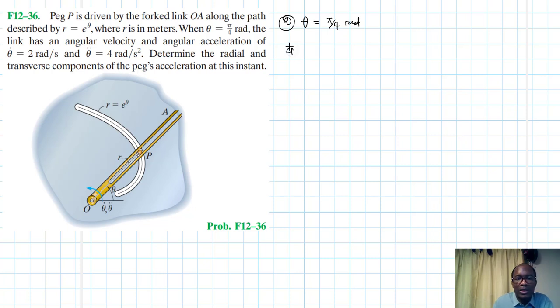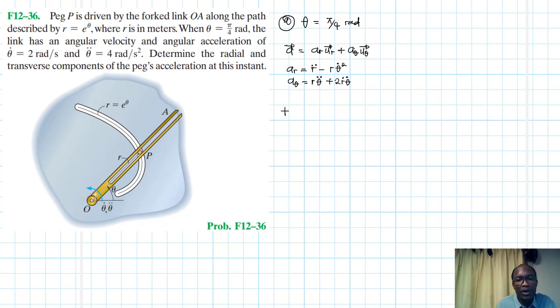Right, so acceleration itself expressed as a vector is equal to a sub r in the r direction plus a sub theta in the theta direction, where a_r is equal to r double dot minus r theta dot squared, and a_theta is equal to r theta double dot plus 2 r dot theta dot. If you want to know how these are derived or you just want to get reminded, you can get back to your text.